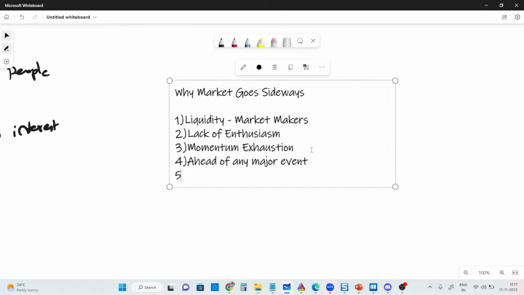And of course, accumulation and distribution is also responsible for sideways markets, but that alone doesn't contribute to the sideways markets. It's also part of the accumulation or distribution.